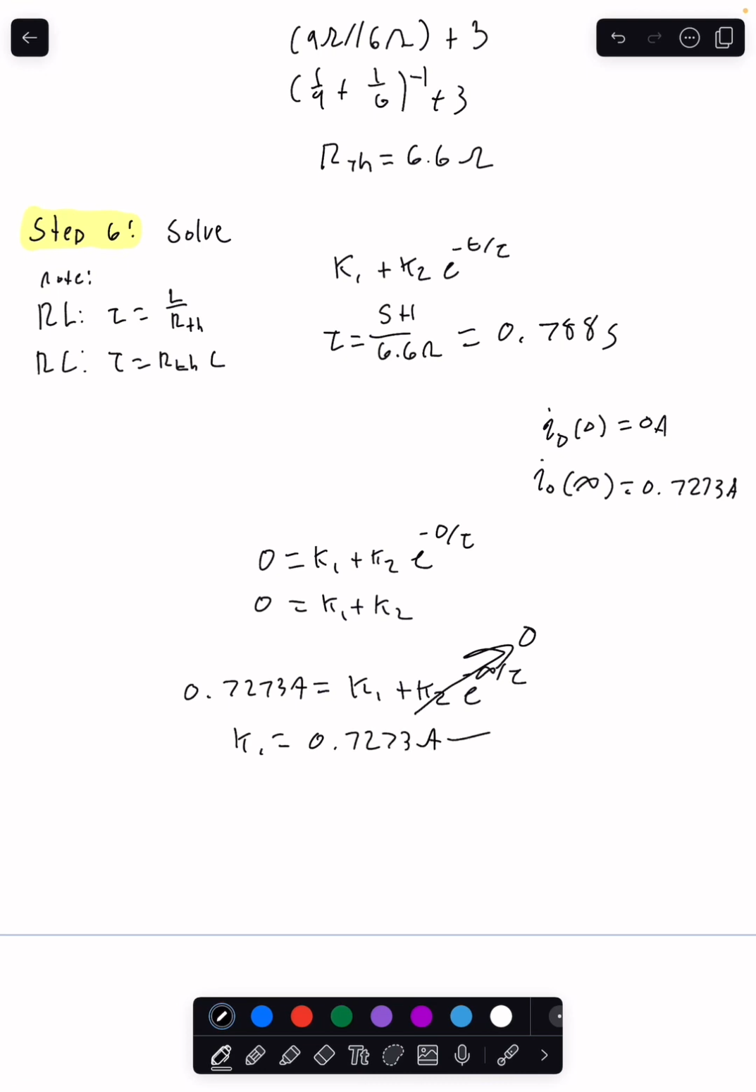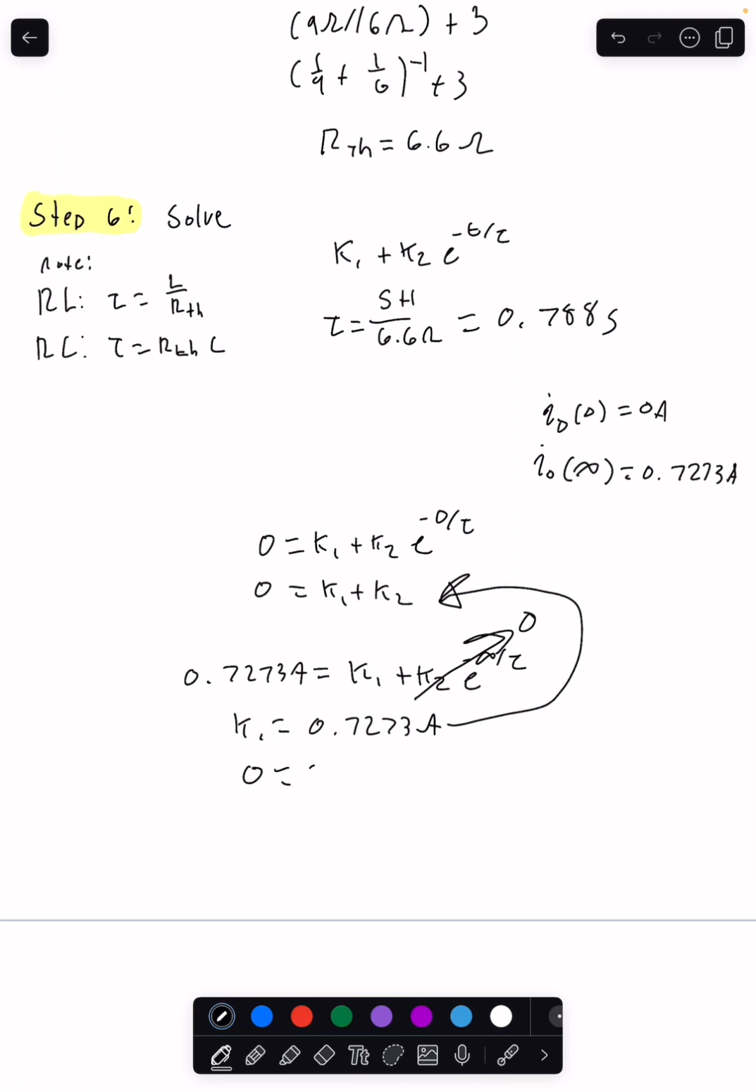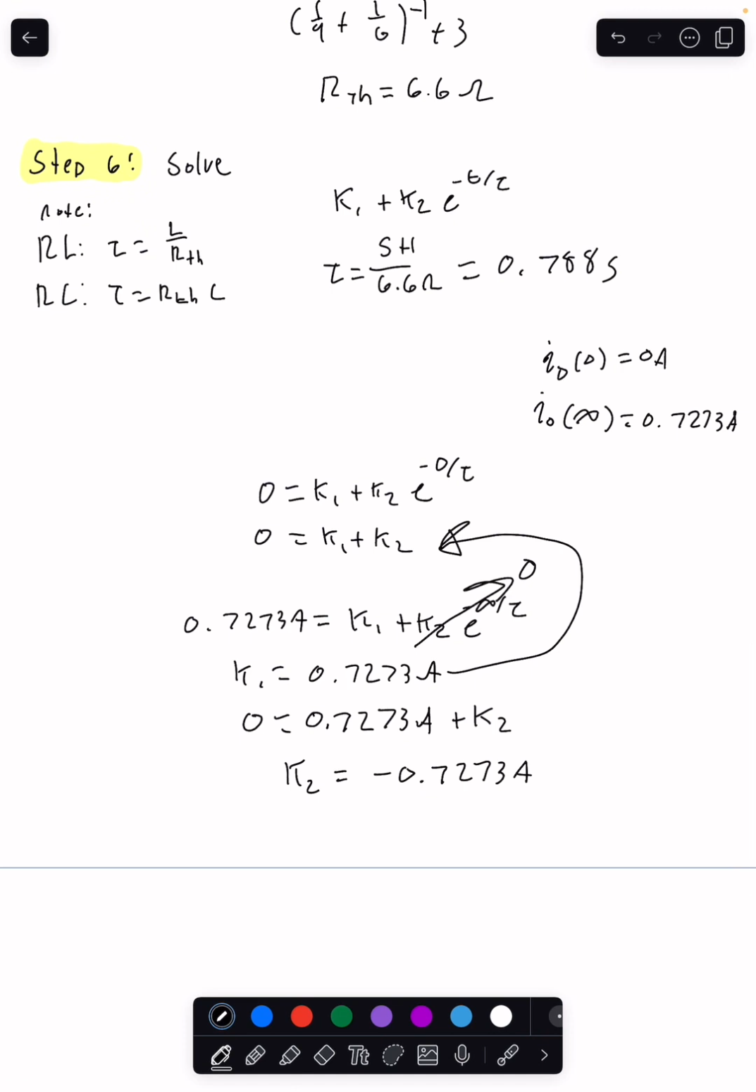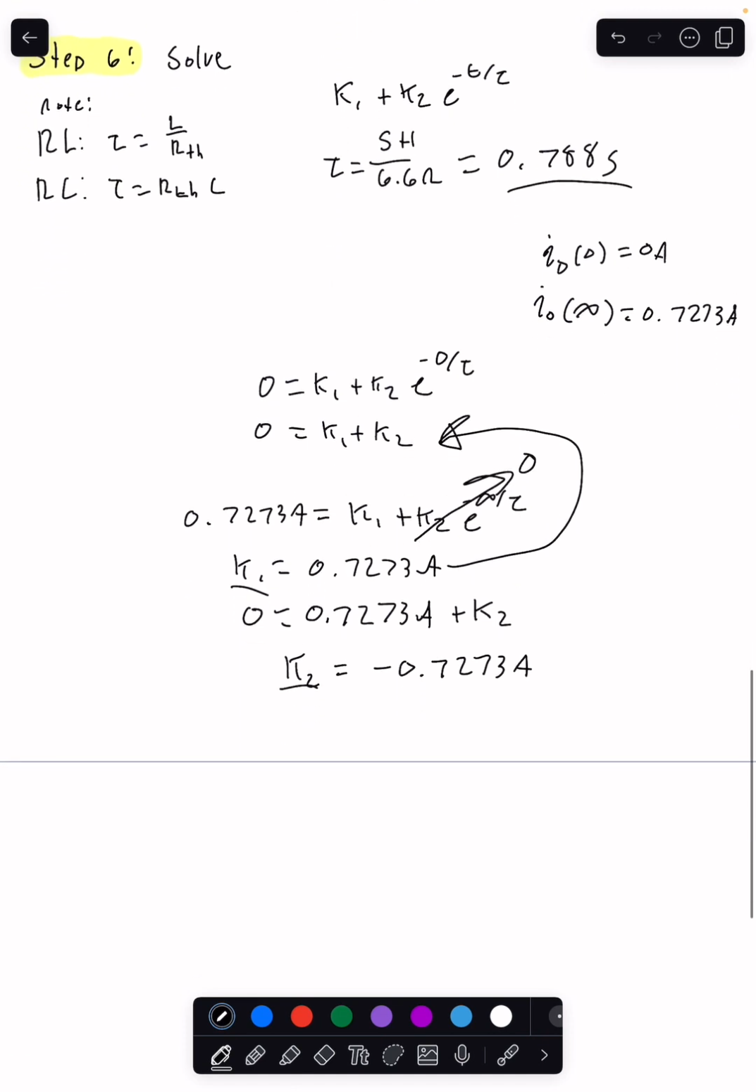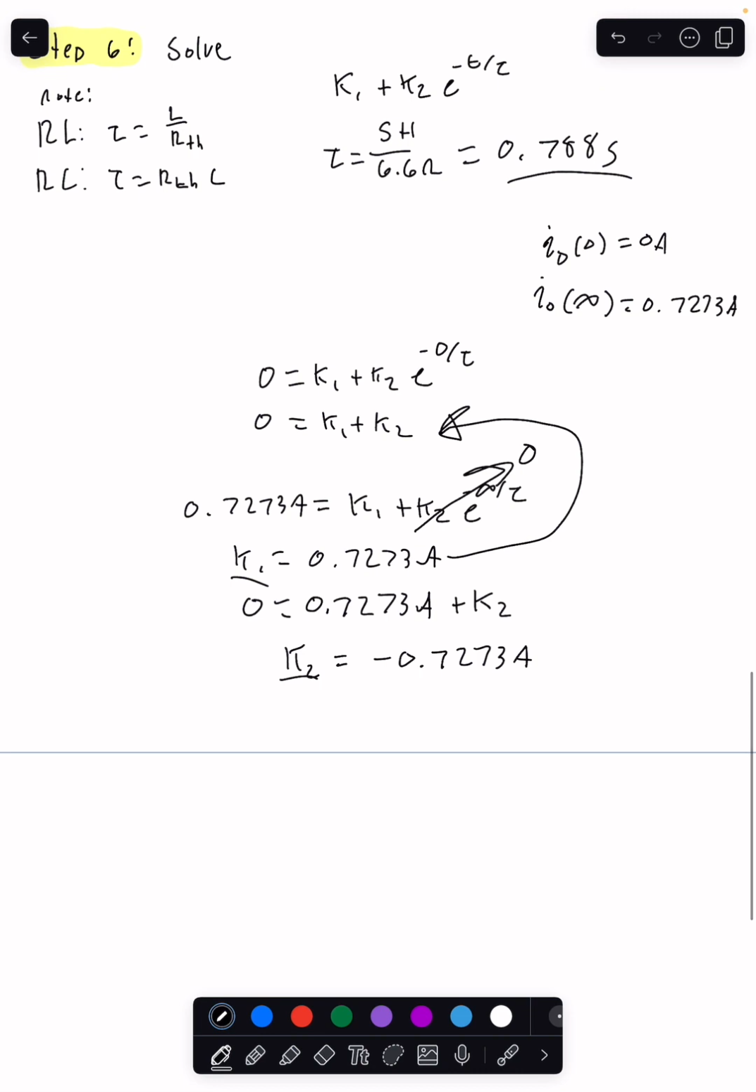0.7273 amps, and we can put that into that equation. So we get 0 equals 0.7273 amps plus K2. So we know that K2 equals negative 0.7273 amps. And now we know what both K1 and K2 are, and we know what tau is, so we just plug them into the equation.